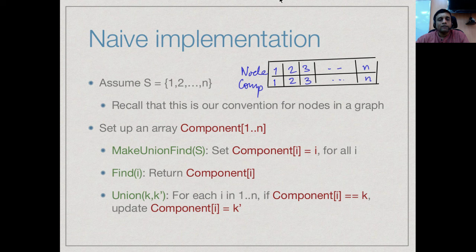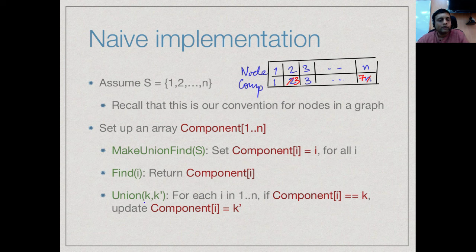Okay. In general, after some time these might change, so this might have gone to component 3, this might have gone to component 7, and so on, right? So over time the component that a node belongs to changes because of the union operations. So then when we have find, we will just return the current value of component of i.